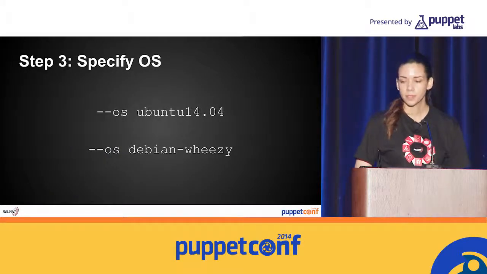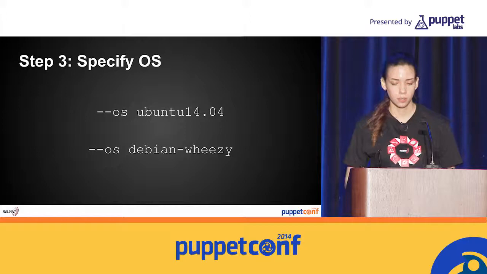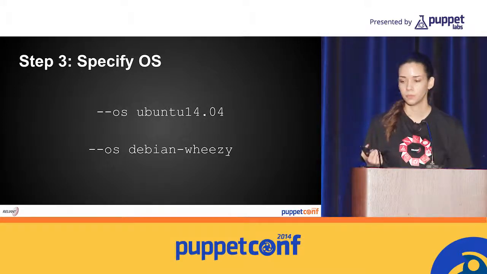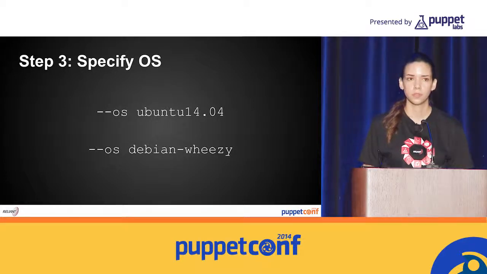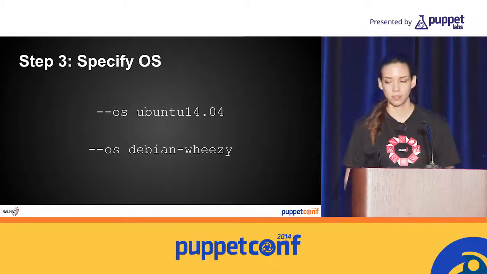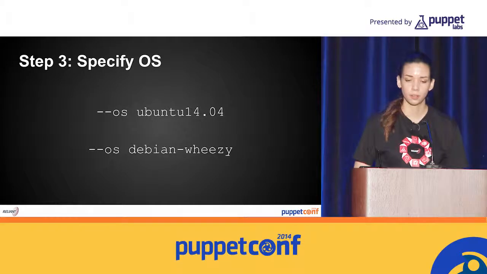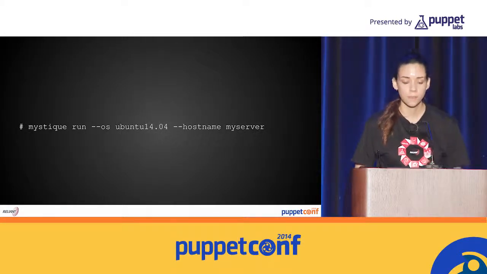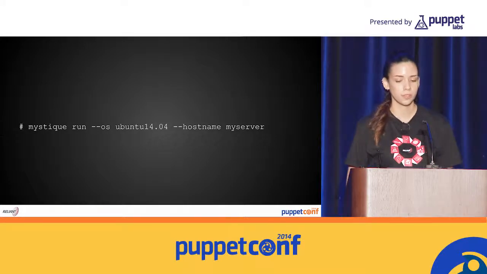The third step is to specify the operating system, and just Ubuntu and Debian. There is Ubuntu above 10.04, I guess, something like that. I'm not sure right now. And this is the most basic way you can use Mustique.